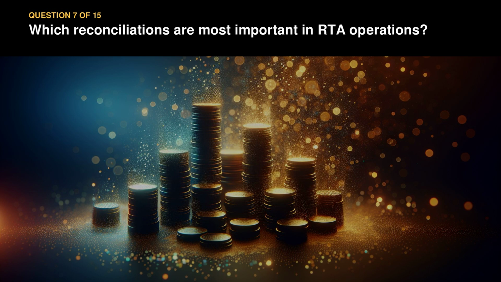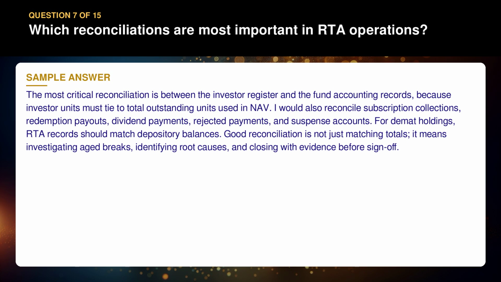Question 7. Which reconciliations are most important in RTA operations? The most critical reconciliation is between the investor register and the fund accounting records, because investor units must tie to total outstanding units used in NAV. I would also reconcile subscription collections, redemption payouts, dividend payments, rejected payments, and suspense accounts. For DMAT holdings, RTA records should match depository balances. Good reconciliation is not just matching totals. It means investigating aged breaks, identifying root causes, and closing with evidence before sign-off.